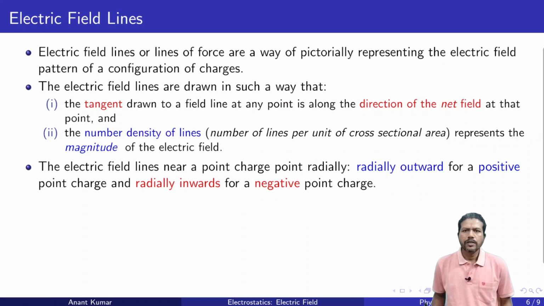Now, as we have just seen, the electric field lines near a point charge point radially outward for a positive point charge and radially inwards for a negative point charge. Fine.